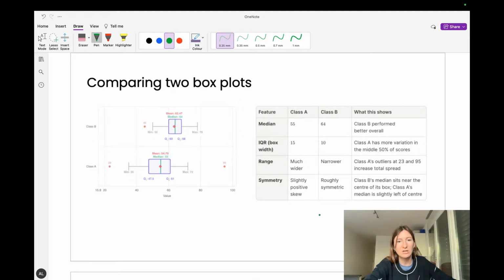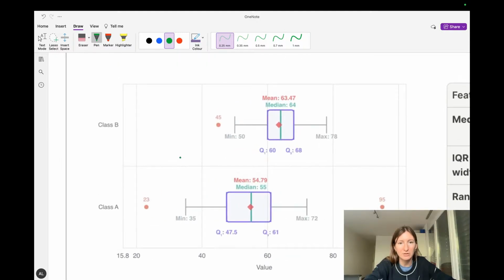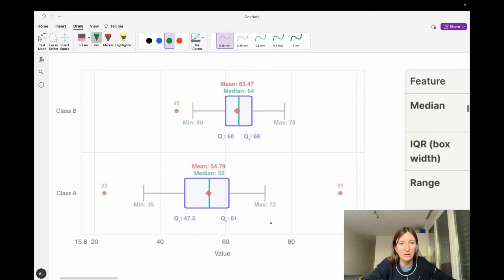A very typical question is to compare 2 box plots on top of each other on the same scale. So they'd be looking at the same variable. Oftentimes you're comparing 2 classes. Let's say we have a maths class of one teacher and a maths class of another teacher, and you want to compare the test scores that they got. If you had a look at this, which class would you say is doing better? Which class would you want to be in?